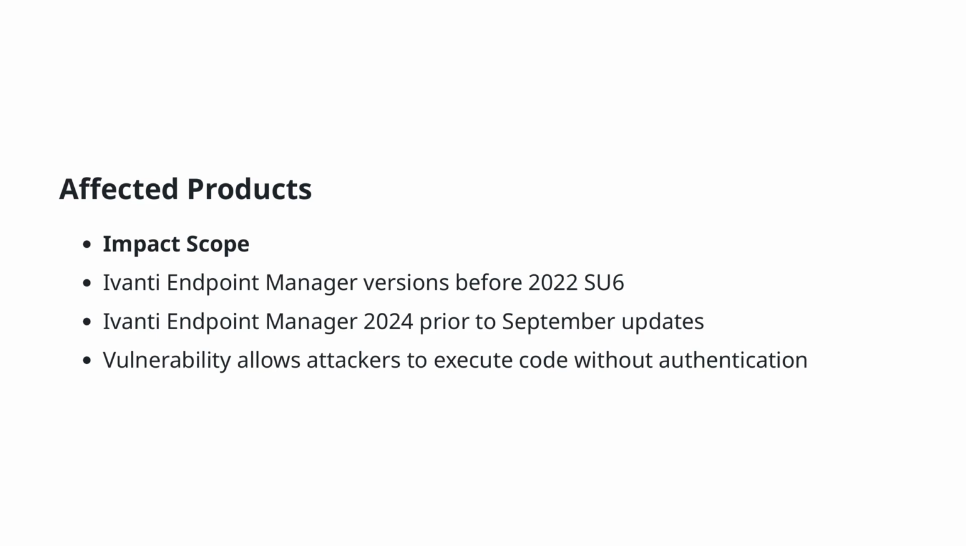Now let's discuss the affected products and the impact scope of this vulnerability. The vulnerability impacts Ivanti Endpoint Manager versions prior to 2022 SU6 and the 2024 versions released before the September updates. The primary risk associated with this vulnerability is that it allows attackers to execute code without needing authentication, significantly increasing the potential for unauthorized access. This makes it imperative for organizations using these specific versions to apply the necessary security patches to mitigate potential threats.